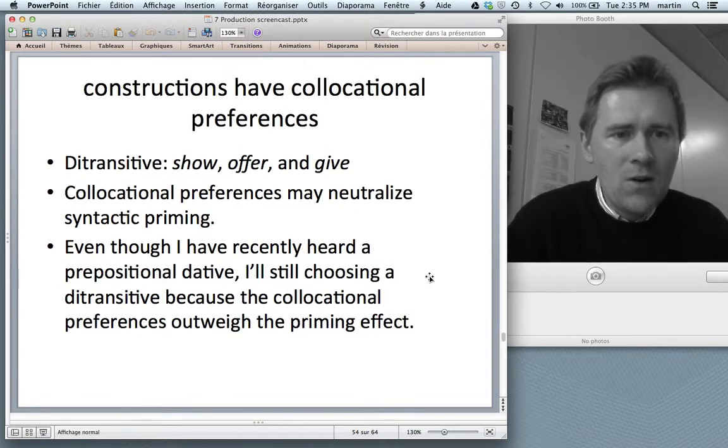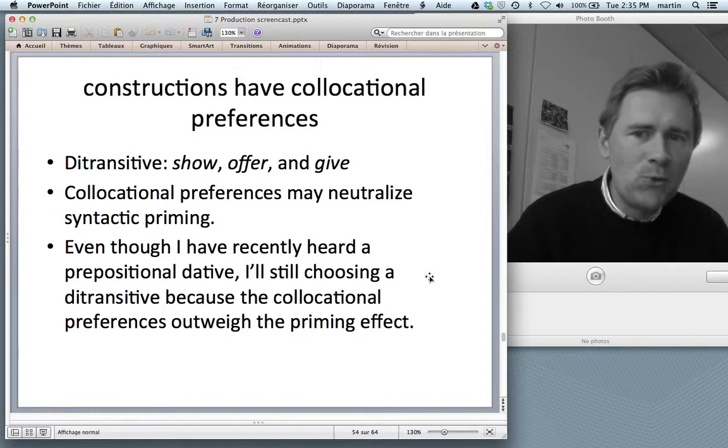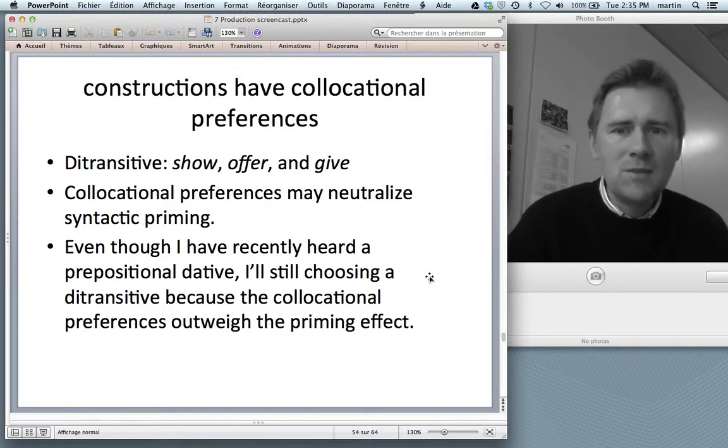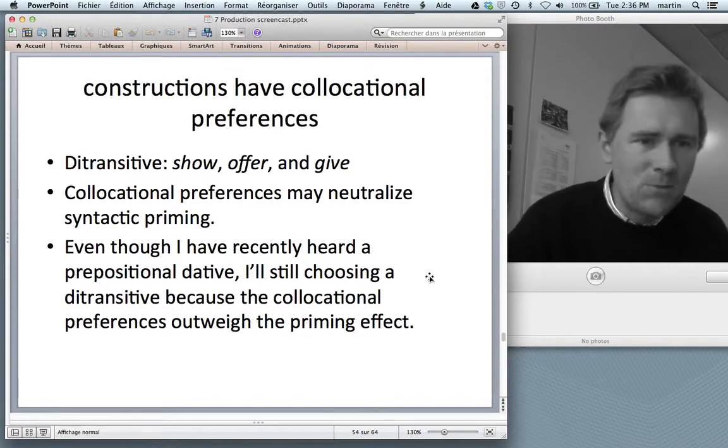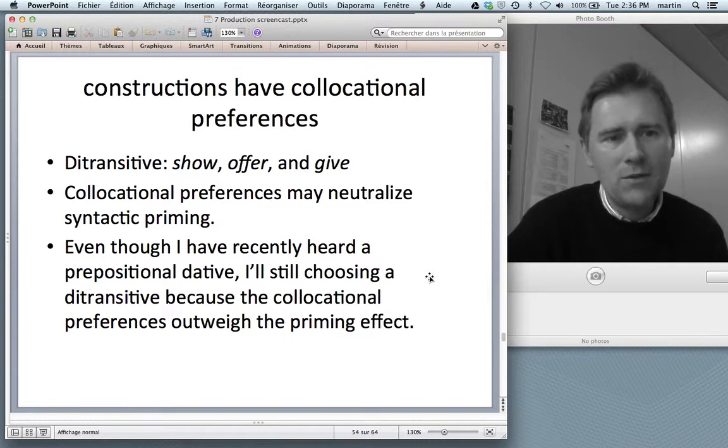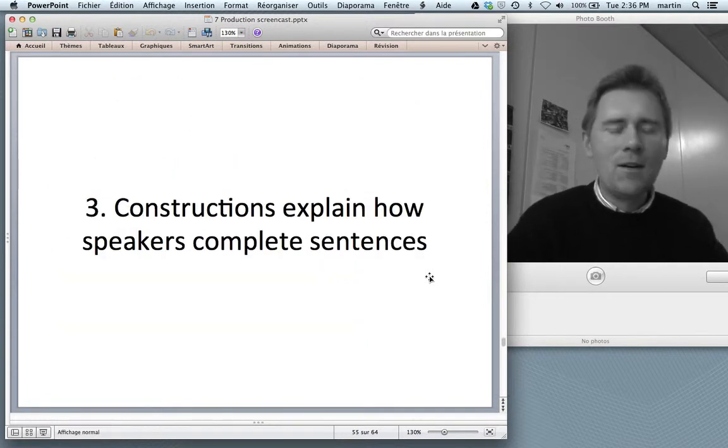What's going on? The short and the long of it is that constructions have collocational preferences. So typical ditransitive verbs are show, offer, and give. And these collocational preferences may neutralize syntactic priming. So even though you've recently heard a prepositional dative, you're still choosing a ditransitive because the collocational preferences of show, offer, and give outweigh the priming effect. Yeah.